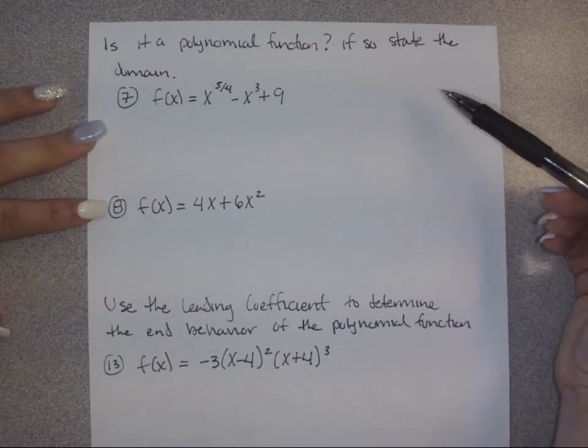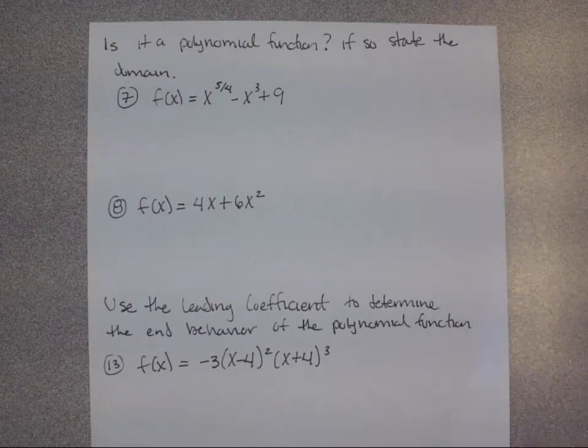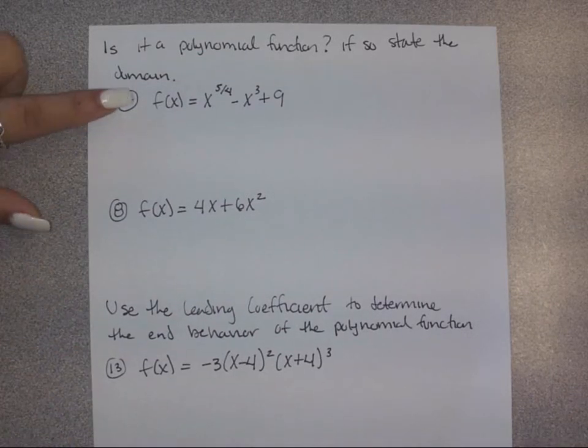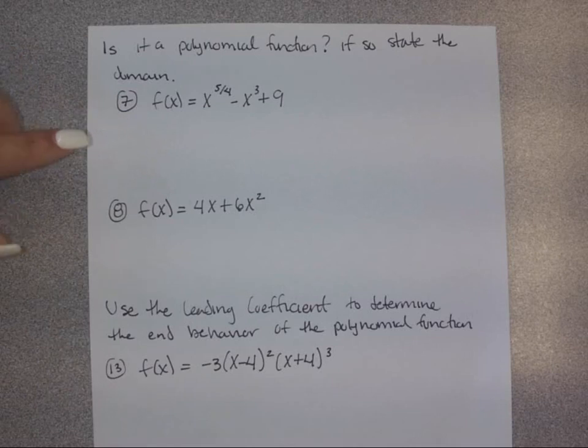So we want to identify if this is a polynomial function. If it is a polynomial function, then we need to state the domain. So let's start with the function f of x equals x to the power of 5/4 minus x cubed plus 9. So when you're identifying a polynomial function, there's 3 rules you have to follow.